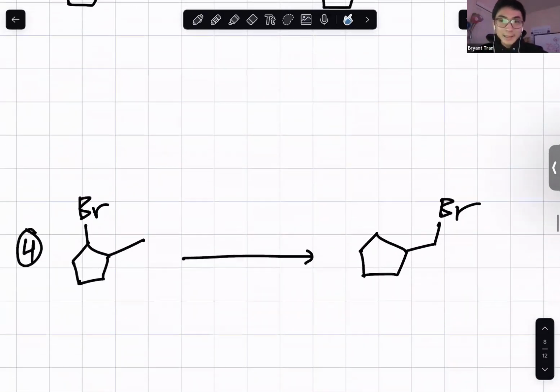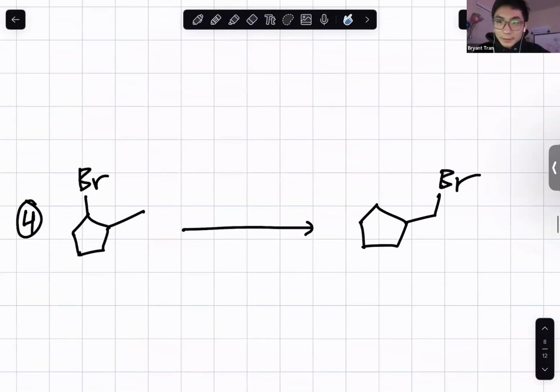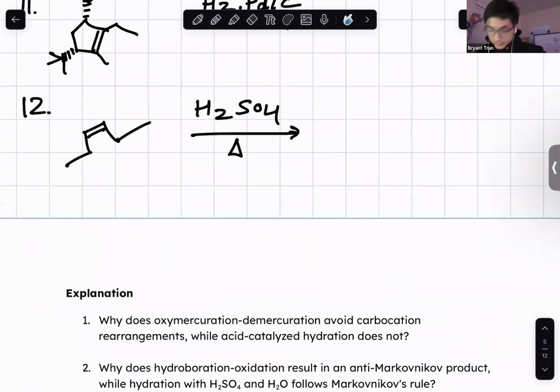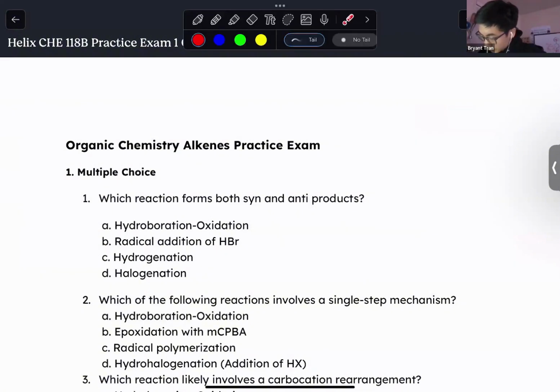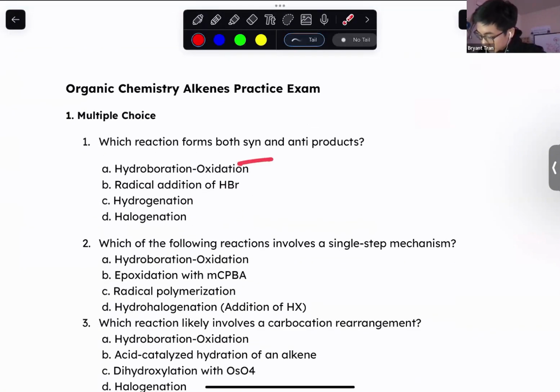But before that, do you guys have any questions or topics you want to go over before I go over this practice midterm? Okay, it's good. So let's go over the multiple choice here. This first question is asking us to find which reaction forms both the syn and anti products.